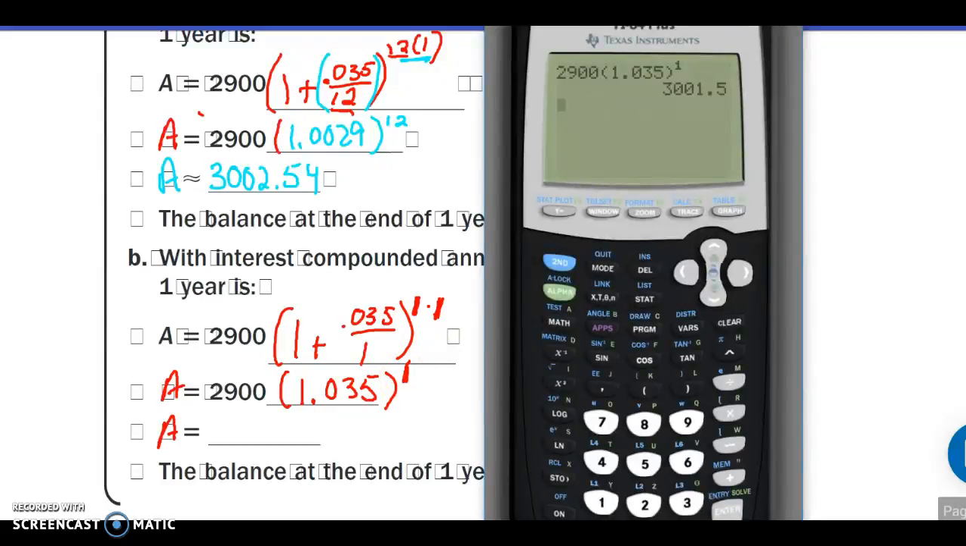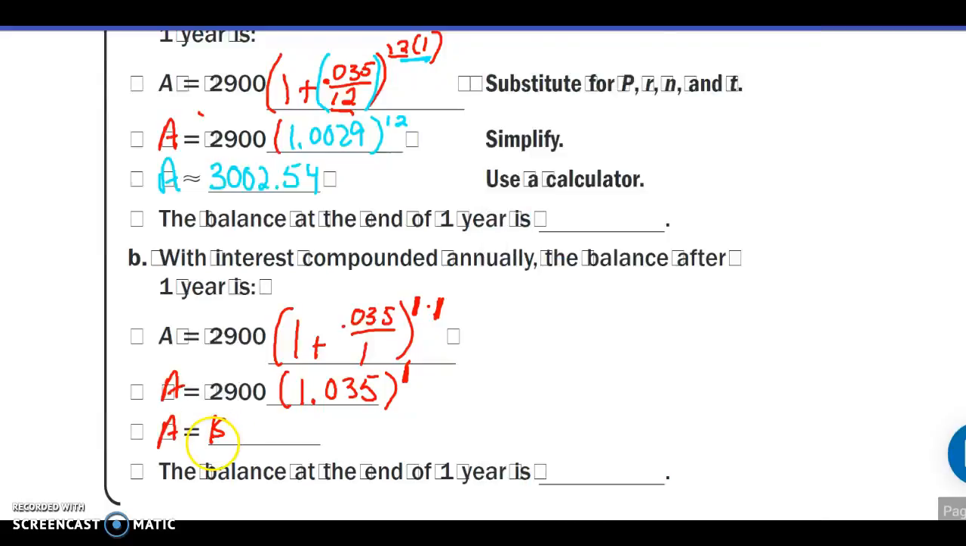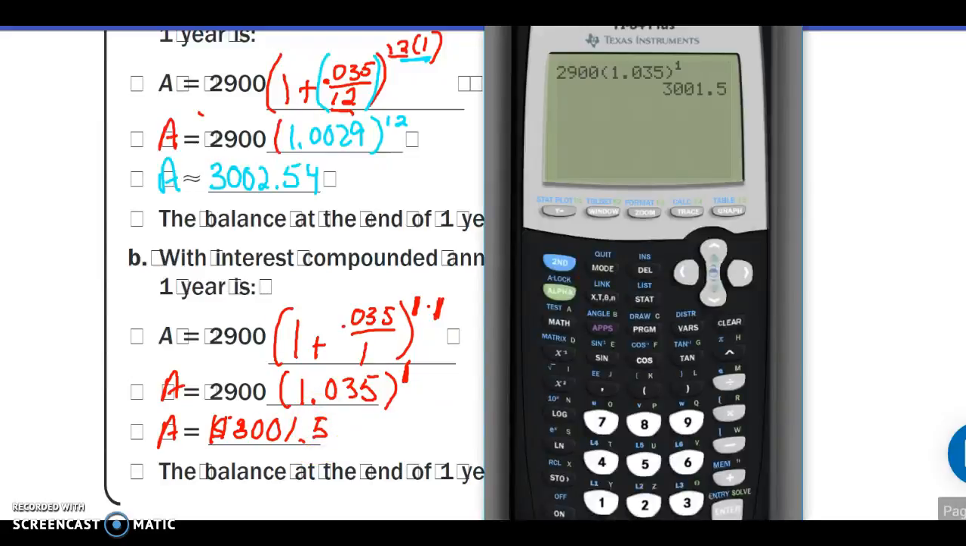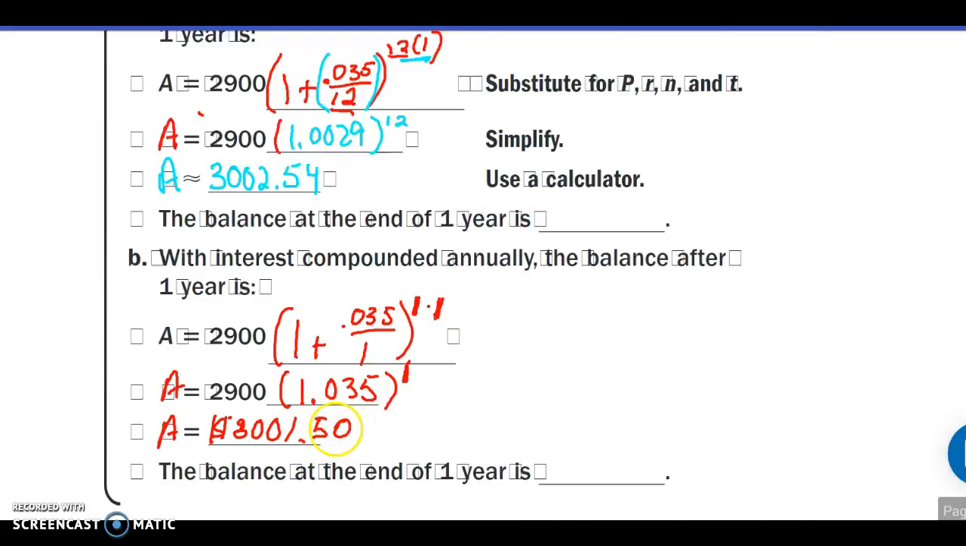And then on the calculator you can see I put that in, and I get an answer of $3,001.50. So at first we think, oh, this compounding interest thing is really going to make me a lot of money. And sadly, it does not. And this is money, so we want to add the 0 for the pennies place. So the balance at the end of 1 year is $3,001.50, and the difference is only $1.04, and this was $3,002.54. Okay, so we're not going to get rich off compounding interest, sadly.